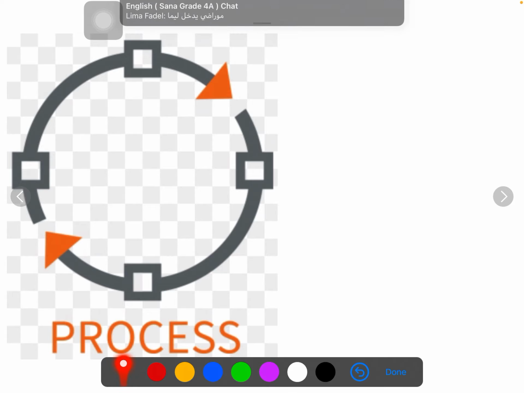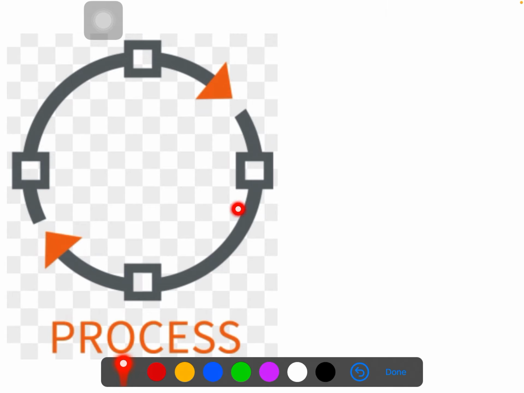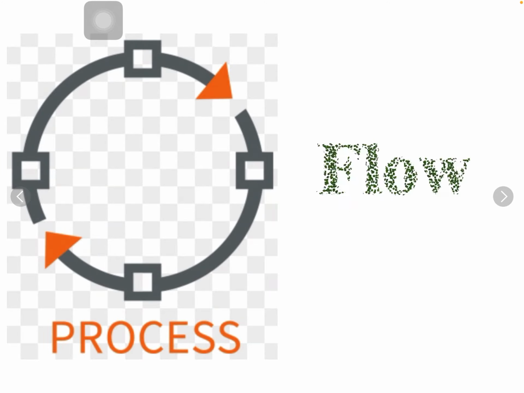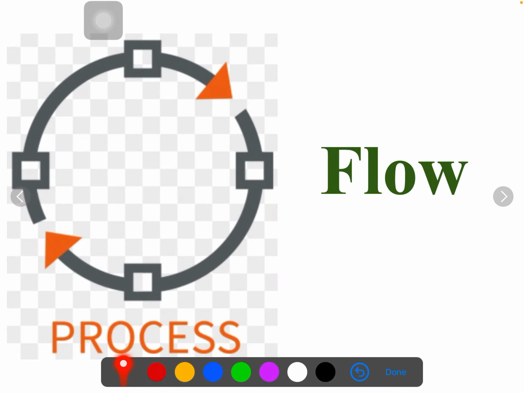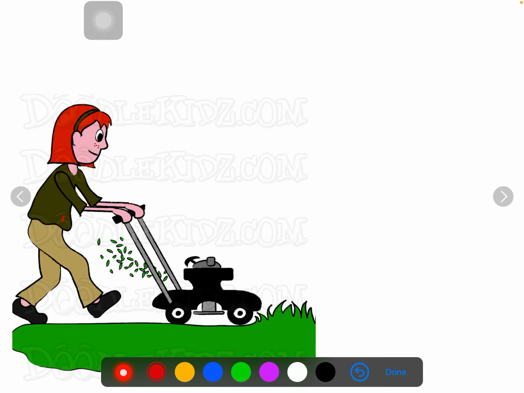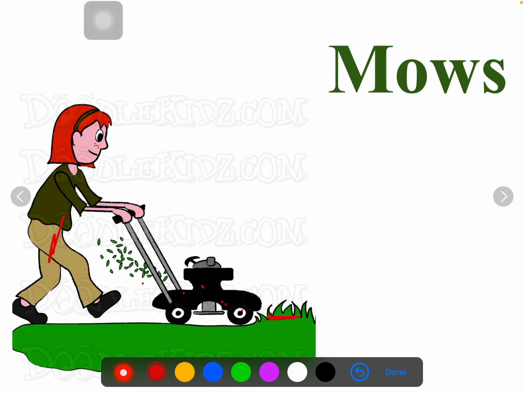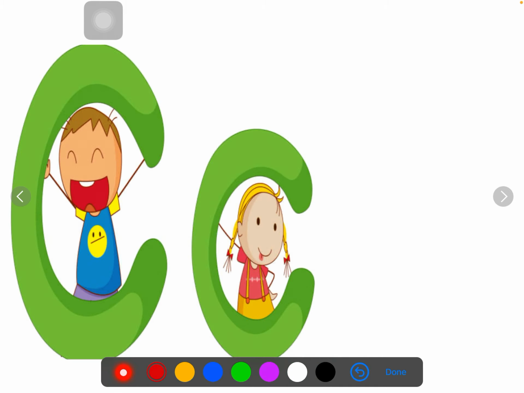And you see this process, girls? We call this flow, flow. We have O-W, so it will be long O. And you see, she's cutting the grass. So what do we call this thing, to cut the grass? Mows, mows, O-W, long O.